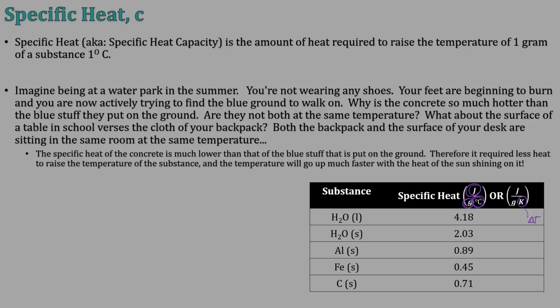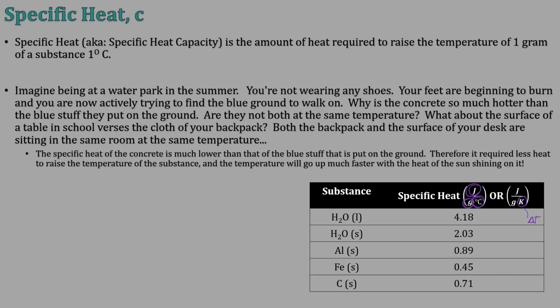So it takes about 4.18 joules per gram, every gram of water, to heat up 1 degree Celsius. And solid or ice, it takes about 2.03 joules of heat. Aluminum is much lower, iron is even lower, and then solid carbon is 0.71. So those are just some various values. You can see they vary a whole lot.